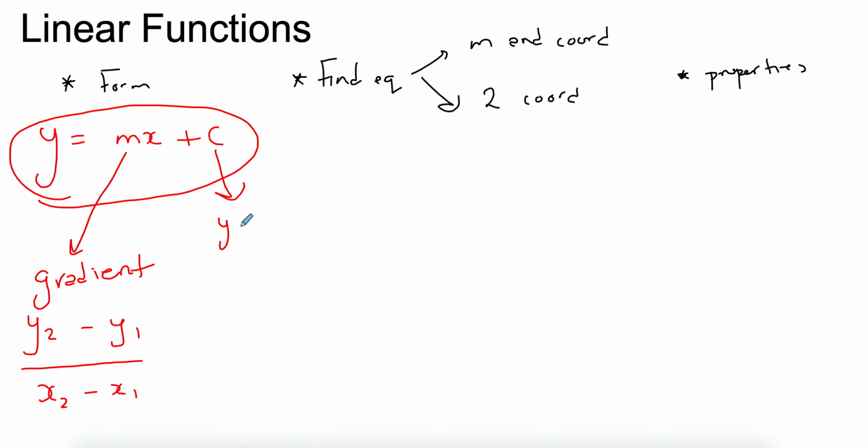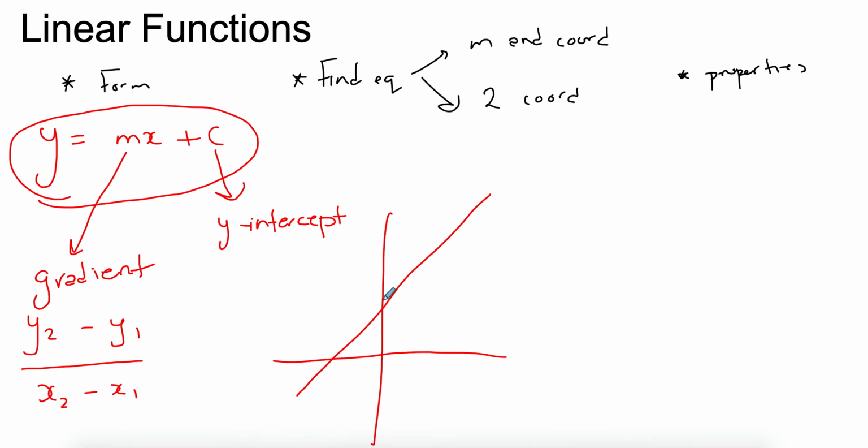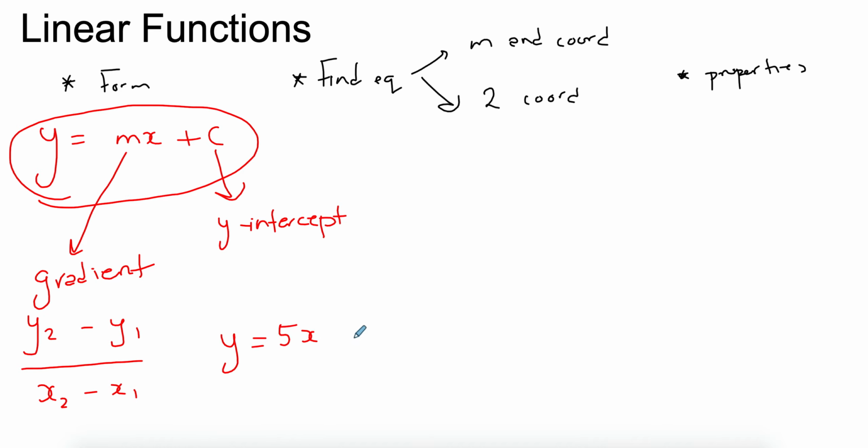This is the y-intercept. And the y-intercept is the value where the line crosses the y-axis. So if you have this as a graph and your graph does this, then this is where it crosses the y-axis. So if c was 5, then this value is 5. So for example, you could have y equals 5x plus 3. Then I know that the gradient is 5 and the y-intercept is 3.